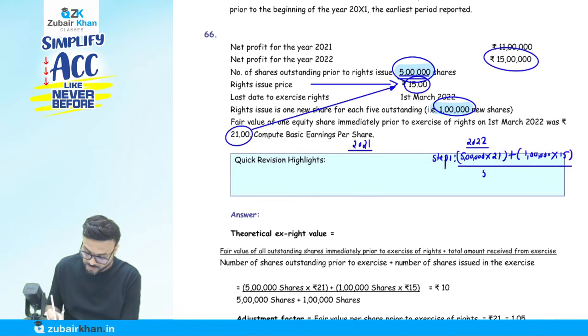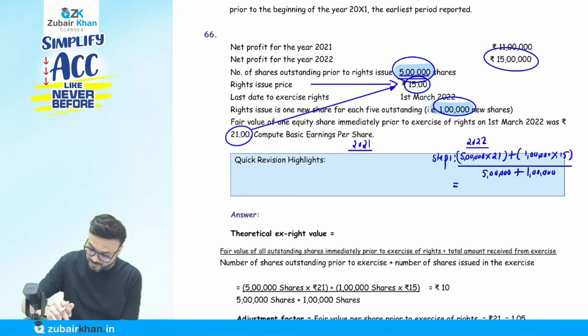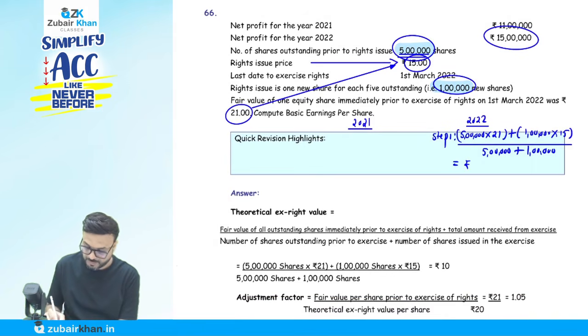So 5 lakh plus 1 lakh, total number of shares. So here it is coming 5 lakh multiplied by 21 plus 1 lakh multiplied by 15, that is 15 lakh, divided by 6 lakh. That is coming how much? Rupees 20. So the ex-rights value is coming 20.